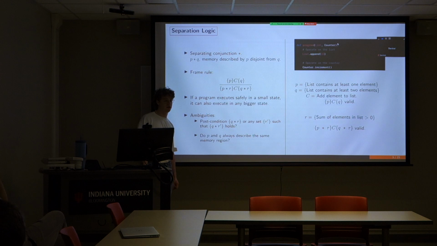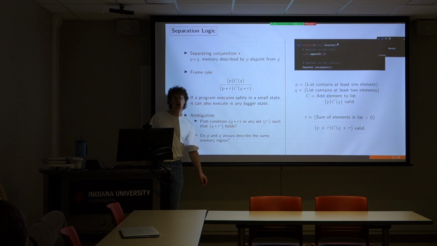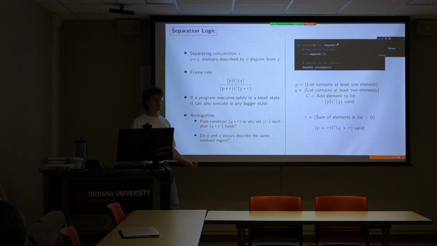As I mentioned before, separating logic facilitates reasoning about smaller components of the system, and then combine these components to get a global specification of the system. This is facilitated by the following inference rule. So if we know that the following Hoare triple is valid, so for some precondition P, if we execute the program C, we end up in a postcondition described by Q, then we can always extend the assertions P and Q by assertions that describe a disjoint part of the memory.